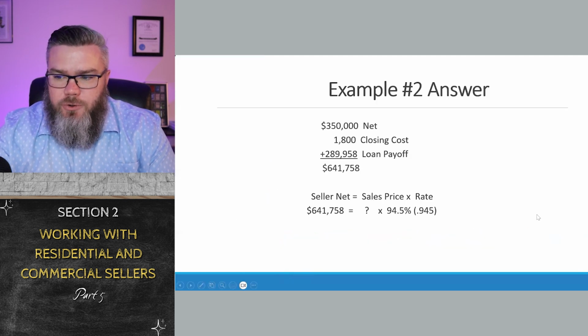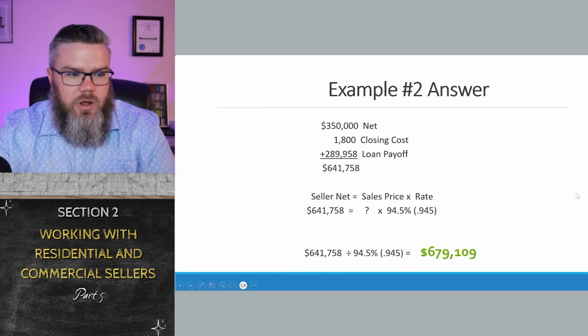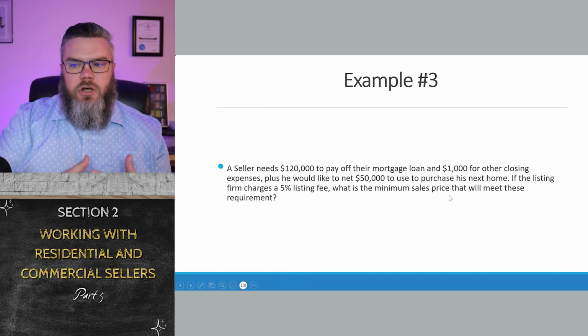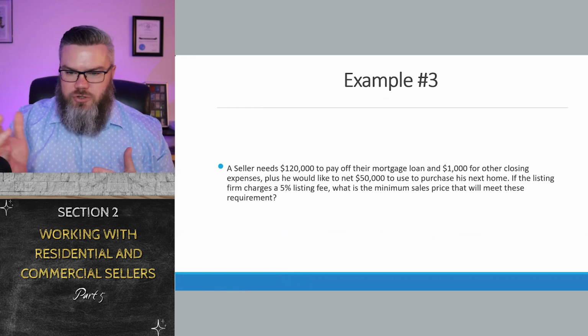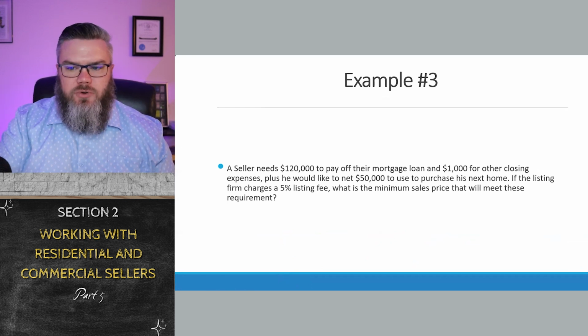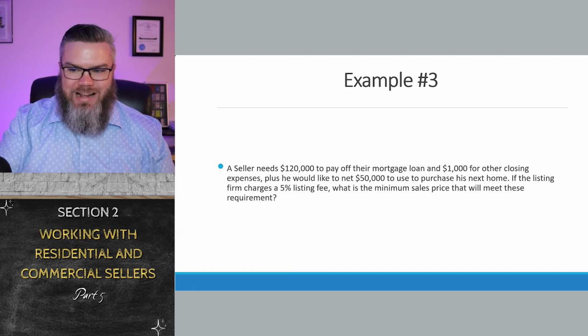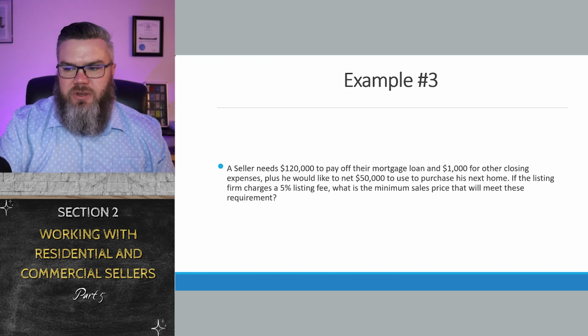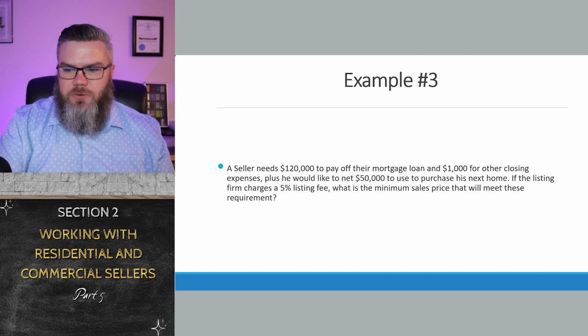So example 2, we already totaled out, 679,109. Here's another one now. Let me help you out, okay? Seller needs $120,000 to pay off their mortgage, so that's a loan payoff. $1,000 for closing cost expenses, plus he would like to net $50,000 to use to purchase his next home. If the listing firm charges a 5% listing fee, what is the minimum sales price that will meet these requirements?